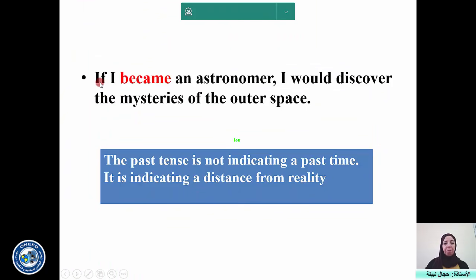Now, when I say, if I became an astronomer, I would discover the mysteries of the outer space, this tense we have used here, the past tense, is not really indicating a past time. It is indicating a distance from reality. So it is far, okay? It's not possible, so it's far from reality. It's not a past time. I really hope it's clear.